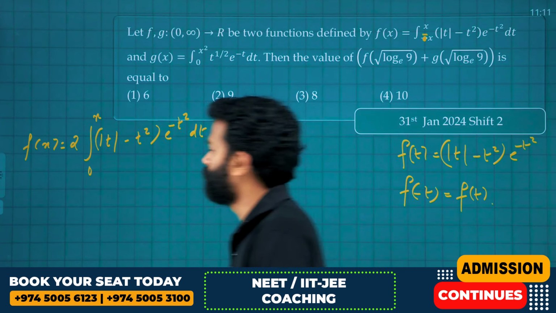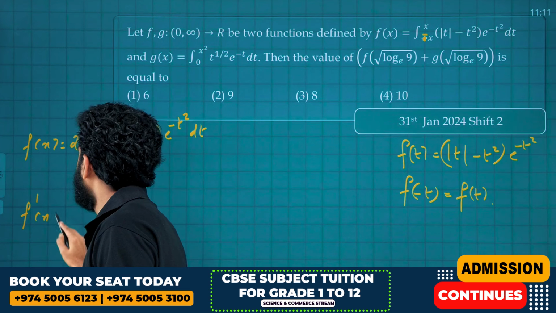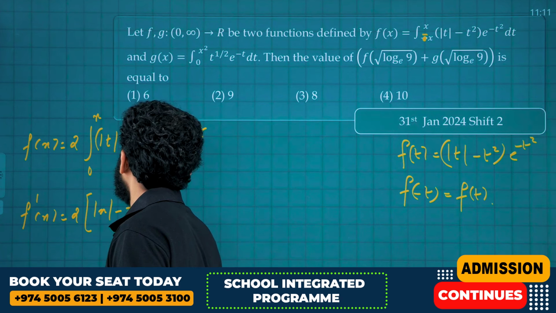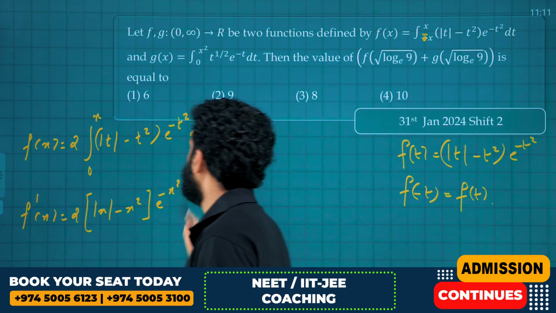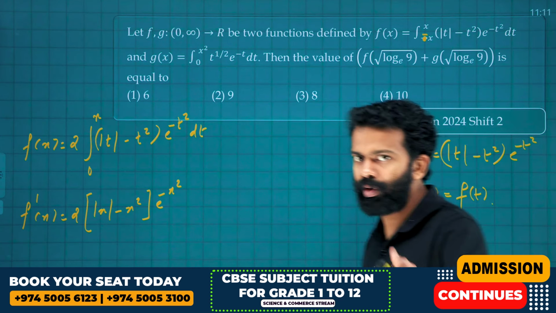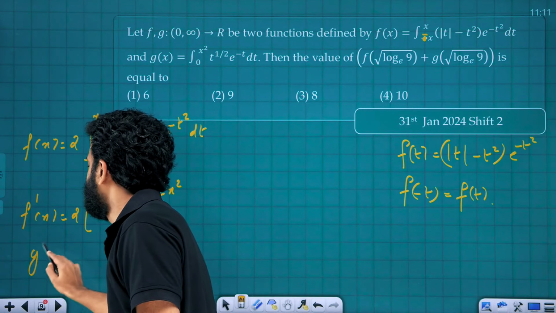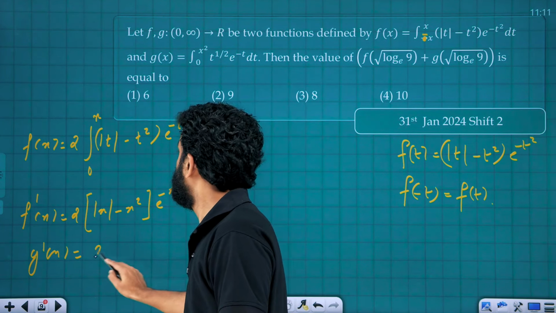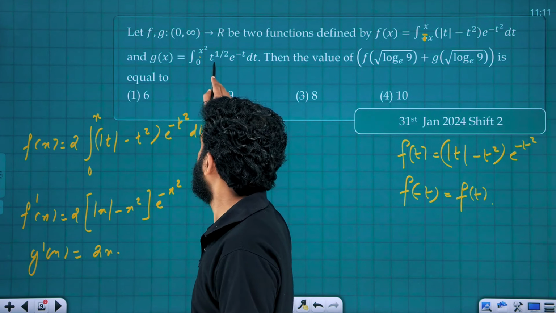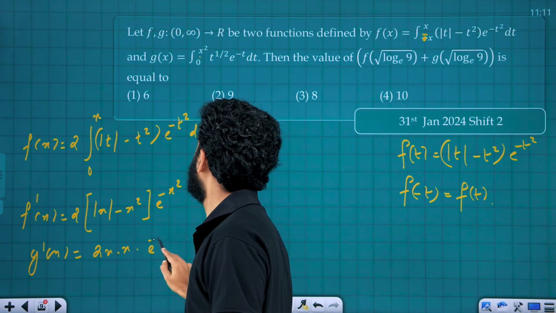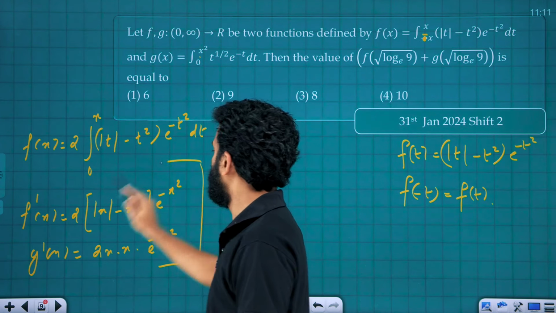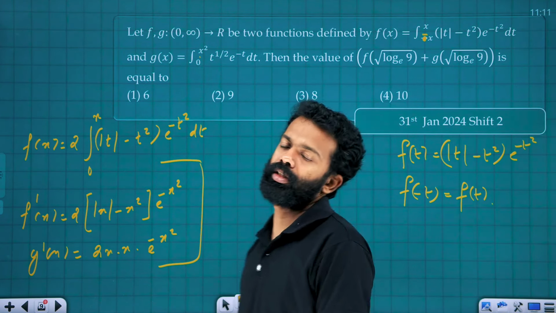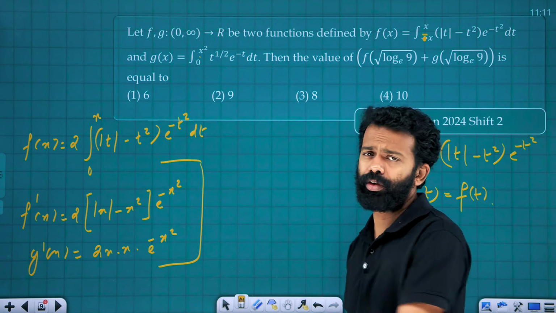So what will be f dash of x? F dash of x will be 2 into mod x minus x square into e raised to minus x square. Okay, that will be f dash of x. Then what is g dash of x? G dash of x is equal, like this we can apply Leibniz rule over there. That is 2x into, substituting x square over here, we will get x into e raised to minus x square. So this is what f dash of x and g dash of x look like. So how will you proceed from here? What should be your next step after this? Very, very easy question. How are you going to formulate this one?